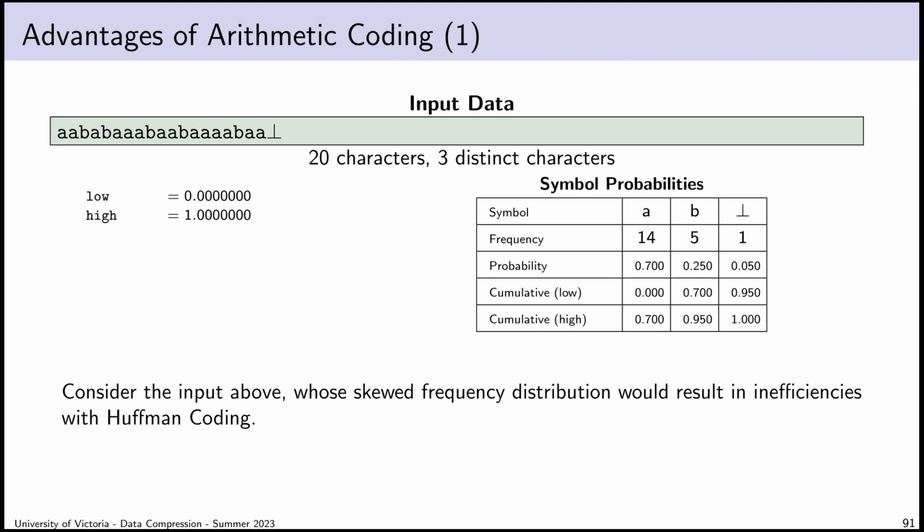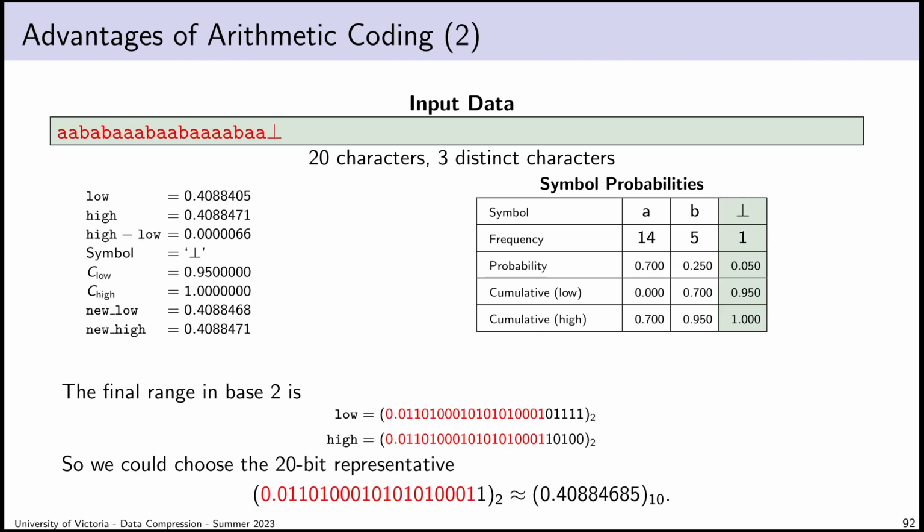So here's an input sequence which would cause Huffman coding some indigestion. Notice how A dominates the distribution. A deserves an encoding that's less than 1 bit in length, but Huffman coding would have to encode A as a single bit. So this is going to be a problem for Huffman coding. Let's see what happens with arithmetic coding. So I do the algorithm. You can try it out yourself if you want.